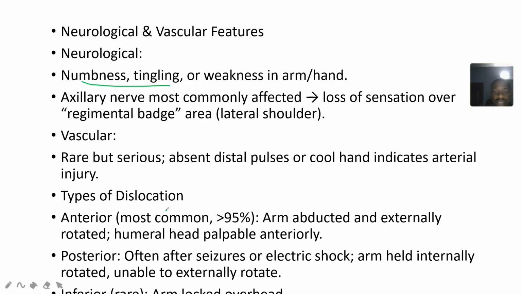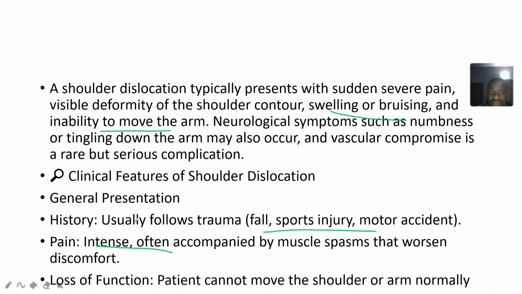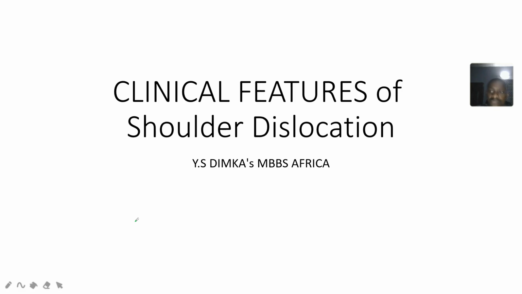Types of dislocation again: we have the anterior one, which is found in 95% of cases. Then we have the posterior shoulder dislocation. Then we have the inferior shoulder dislocation, which is rare. Our orthopedic staff, who is close to 60 years old, said that he has been practicing medicine for over 20 years and has never seen an inferior dislocation, right? But you always talk about it because it exists in some rare cases.